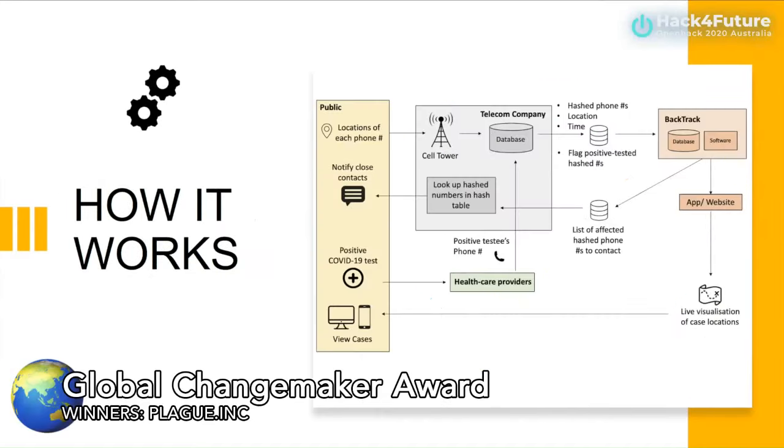Telecom companies already have the necessary data to effectively track any mobile user. However, there is an obvious privacy issue. Our solution is for telecom companies to provide anonymous data, only receiving information about the time, location, and a hash of the phone number. When someone is tested positive, their phone number will be provided to the telecom company. The telcos send the positive tested hash phone numbers to our system, which then analyzes this data and generates a list of hash phone numbers that may be affected and sends this back to the telecom company, who will directly notify them.